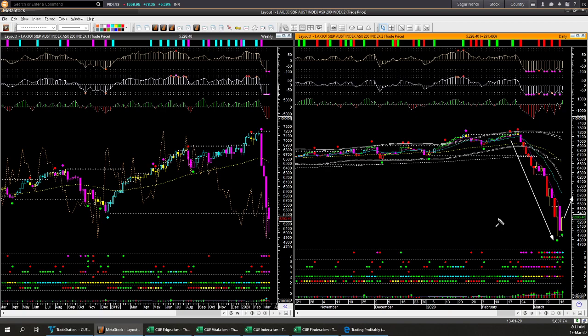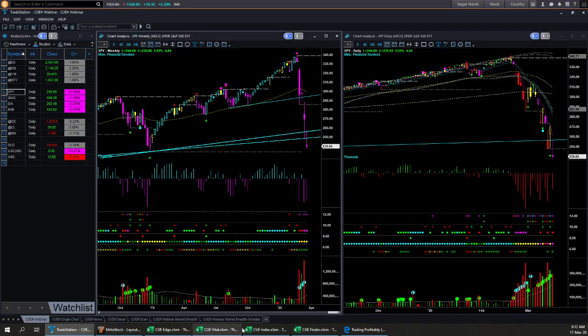What about options? If you look at the options chains, the volatility is extremely high. Let's look at TradeStation for a moment. Let's look at the TradeStation radar.